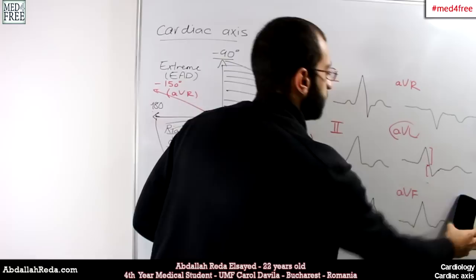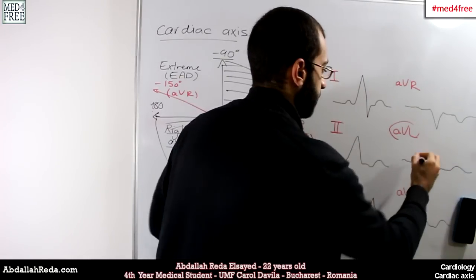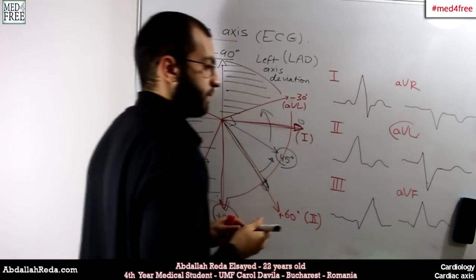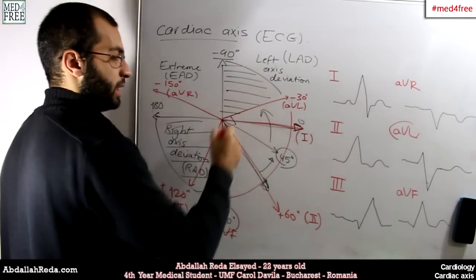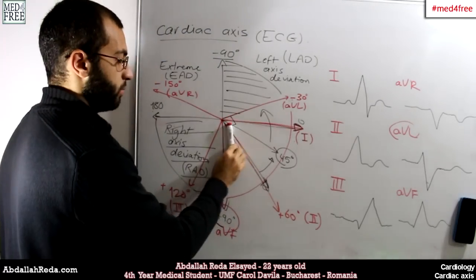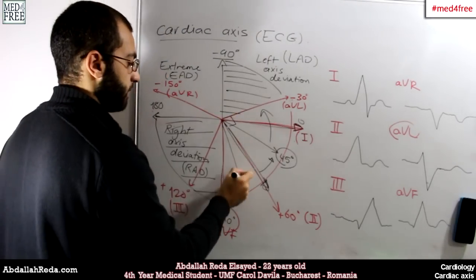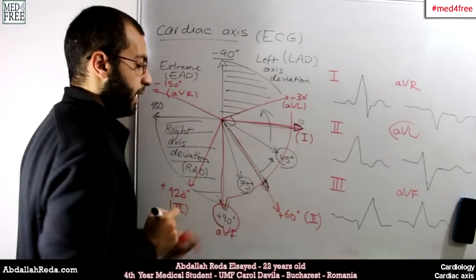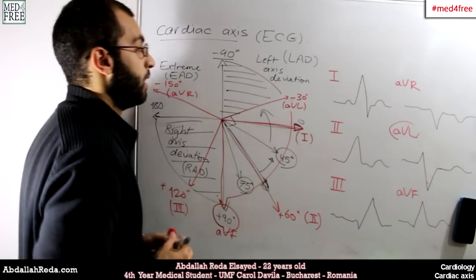On the other hand, if the vector is more negative than positive, for example, it looks something like this, then you will move it away from your lead 15 degrees. So perpendicular would be 60 degrees, you move it 15 degrees more, and it will be at 75 degrees. And that would be your estimated cardiac axis.